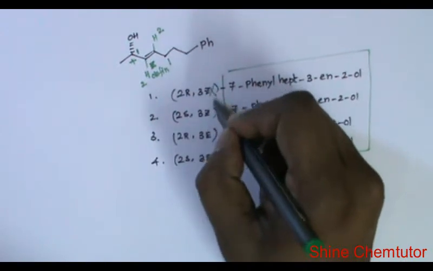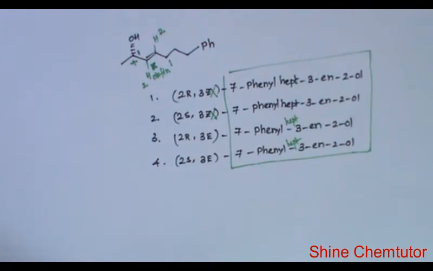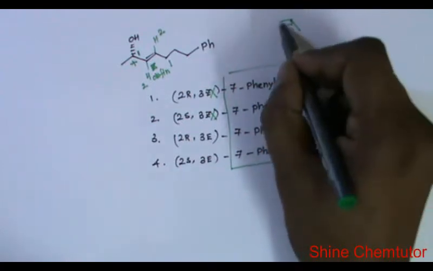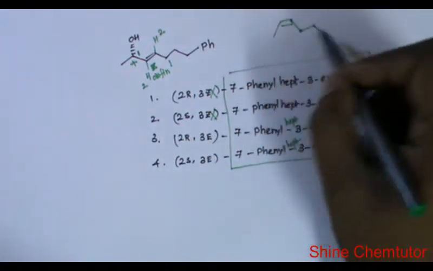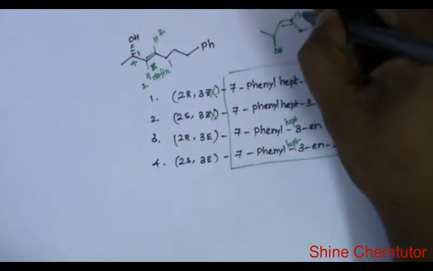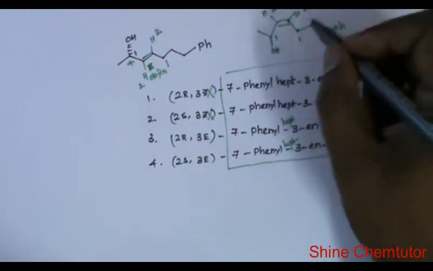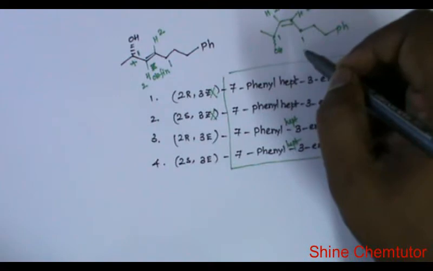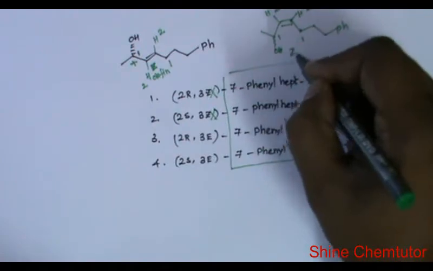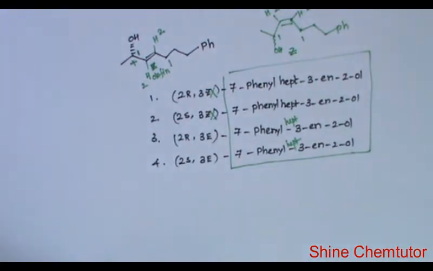So I can cancel this option, because here they have mentioned Z olefin. It is not Z olefin. If it is Z olefin, then the compound should be something like this. So here 1, 2, 1, 2. The higher priorities are in the same direction, and the lower priorities are in the same direction. So that will be Z. In the problem, they have given the E geometrical isomer.